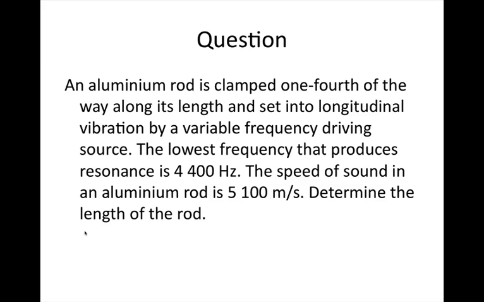An aluminium rod is clamped 1/4 of the way along its length and set into longitudinal vibrations by a variable frequency driving source. The lowest frequency that produces resonance is 4,400 Hz. The speed of sound in an aluminium rod is 5,100 meters per second. Determine the length of the rod.